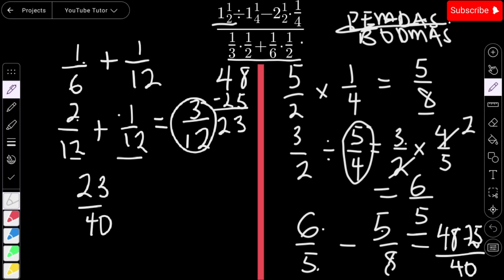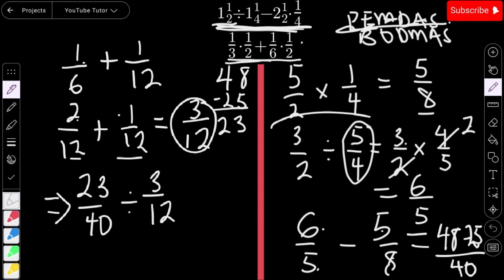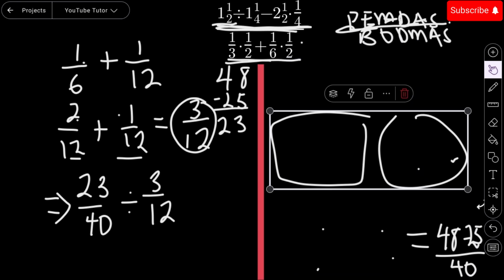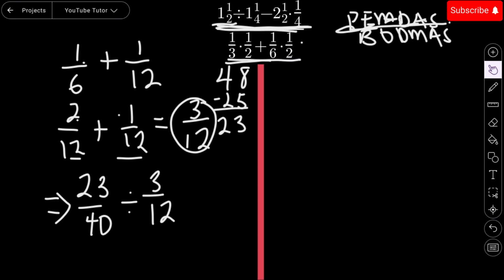Now remember, this is the denominator of this whole expression, so this line separates it. So now we divide it by 3 over 12. Also remember again that when we had division here, we multiplied and reciprocated the other expression. That's basically what we are going to do in this. So let me clear this part so we get enough space. So now we are going to rewrite.